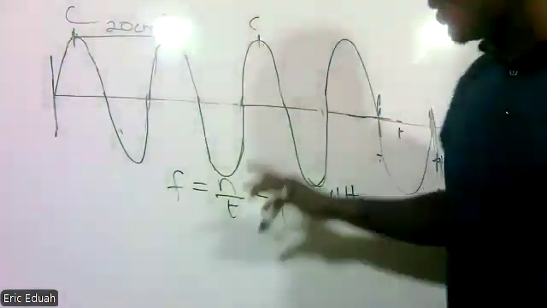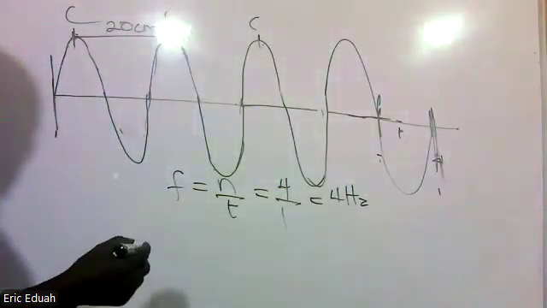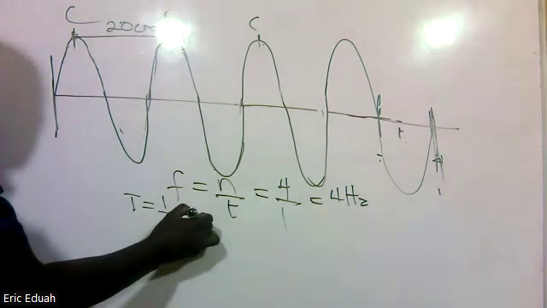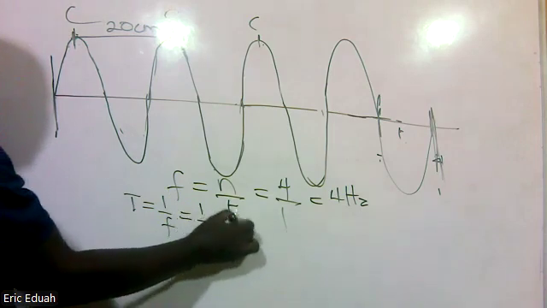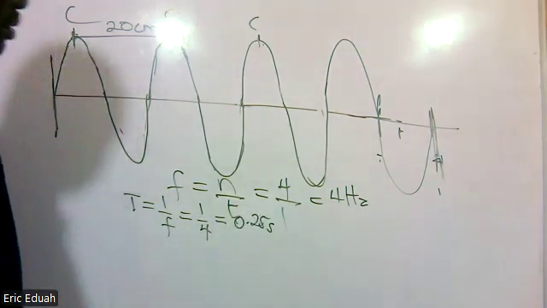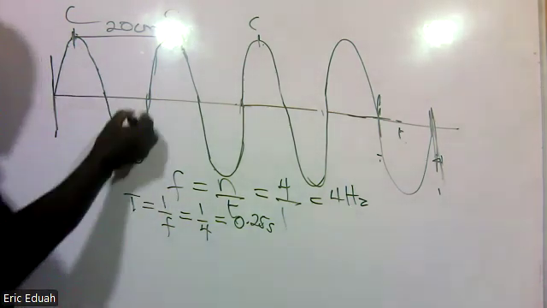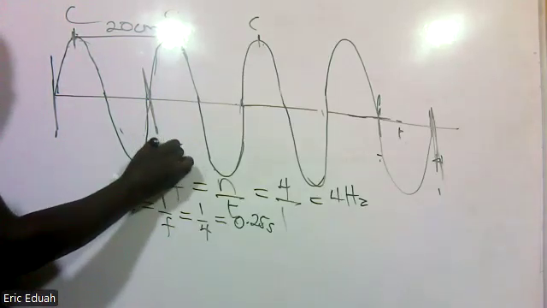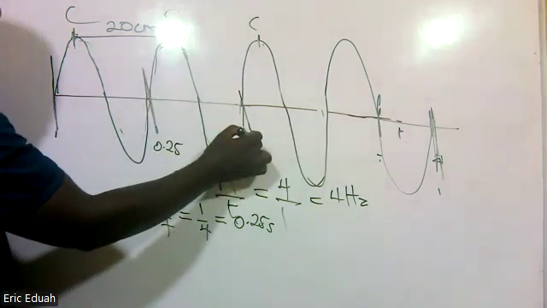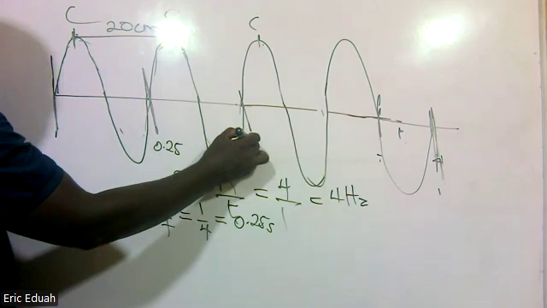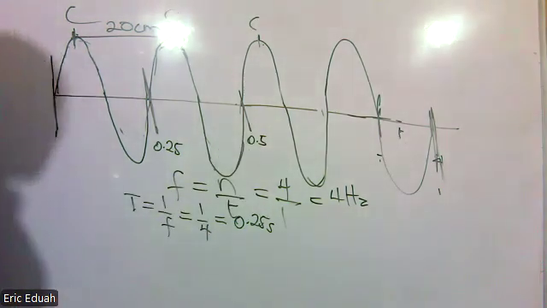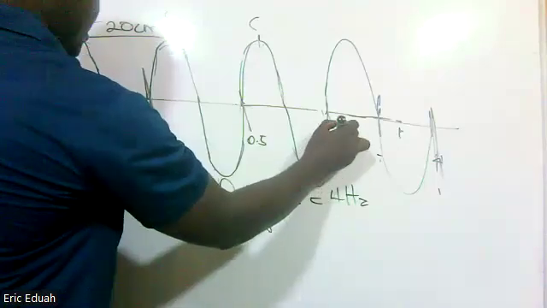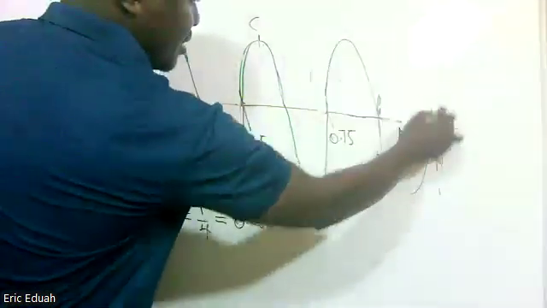Once we have the frequency, the period must be easy. Period is equal to 1 over f. So the period must be 1 on 4, which is 0.25 seconds. What it means is that, look at the time. This is a complete cycle, so this is 0.25. This is another complete cycle, 0.25, giving us what? 0.5, right? This is another complete wave, 0.75. Then 1.